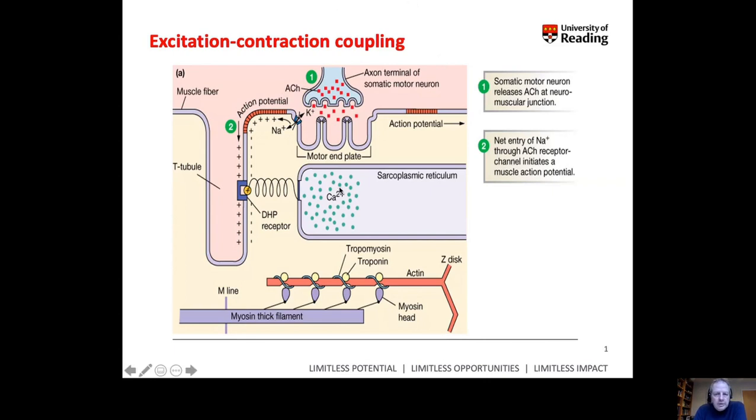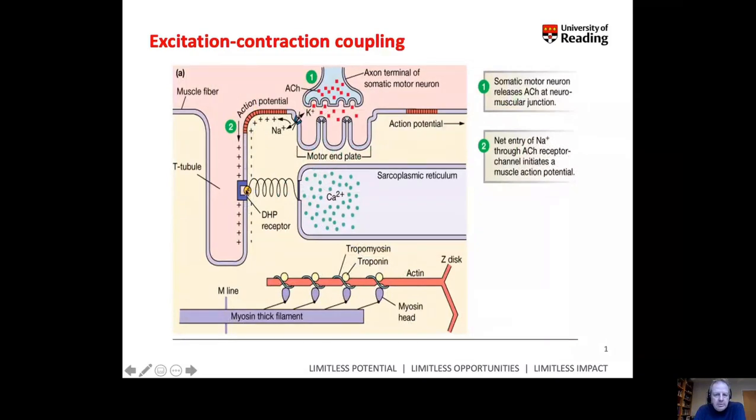So a couple of diagrams here, just concentrate really on talking it through in steps. Step 1 is our acetylcholine release at the neuromuscular junction. Step 2, both of these are the neuronal side of it, if you like. Sodium enters through the acetylcholine receptor complex, as we've told you before, and initiates a muscle action potential. So that's the neural side of it.